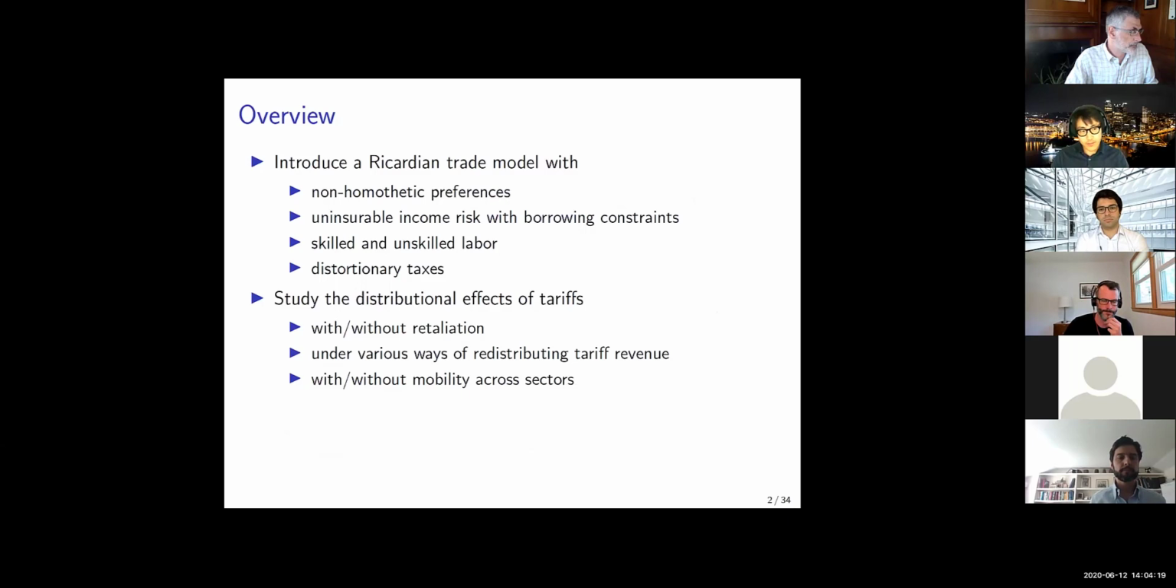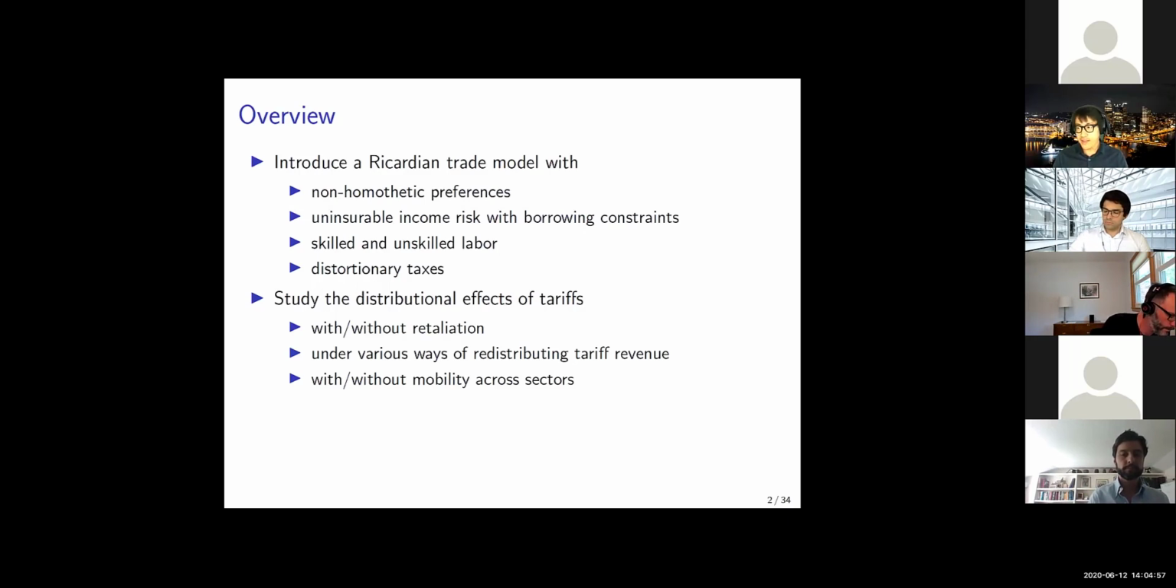Okay, so today we're going to introduce a very simple Ricardian trade model with non-homothetic preferences. We want to generate a distribution over income and wealth, so we're going to use an uninsurable income risk with borrowing constraints setup. You can think about it as basically merging together a very simple Ricardian trade model with a very simple Aiyagari-type macro heterogeneous agent model. We're going to have skilled and unskilled labor, so we can relate back to the skill premium. And then there will also be distortionary taxes.